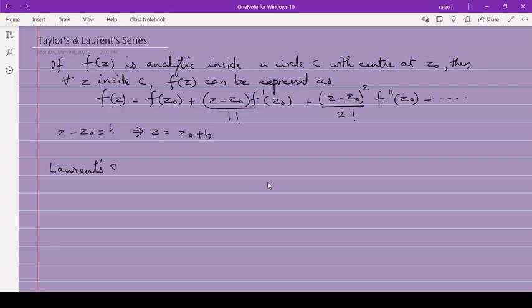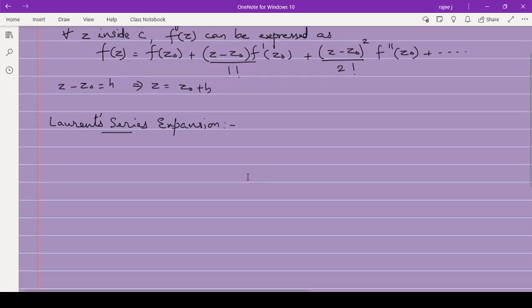Laurent series expansion is very important. Taylor series you already had in terms of x, so you know how to find that. Now for the Laurent series expansion, we mainly define it for annular regions. An annular region is like this. Suppose C1 and C2 are two closed curves; here we will consider them as circles.